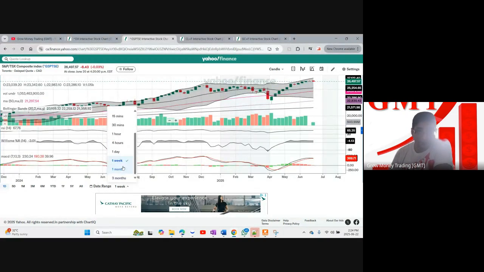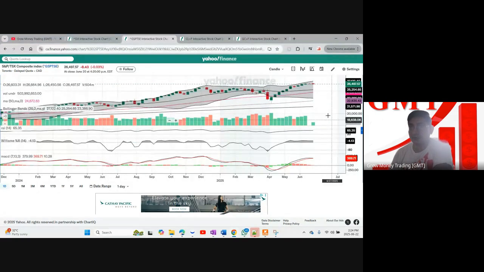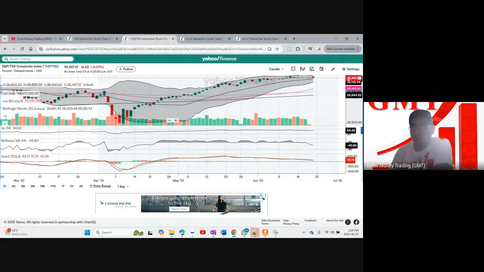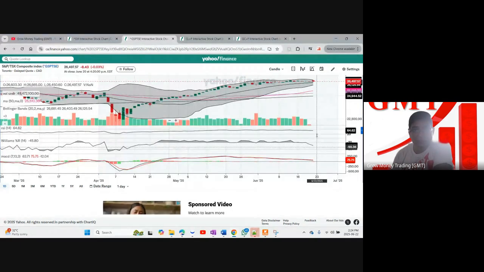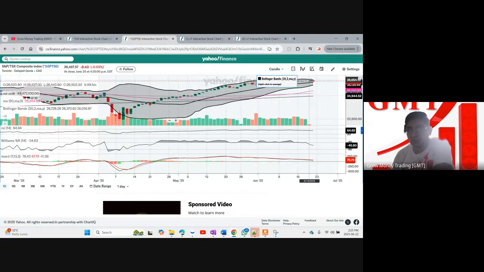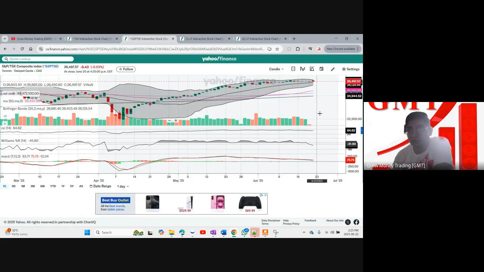If we look at the daily chart, the daily chart also shows the start of a downtrend. The Williams R has clearly turned downward. RSI is still flattish, but the upper Bollinger Band has turned downward. This red candle indicates the start of a bearish move, and even the MACD has slightly, if you can notice, turned downward as well.